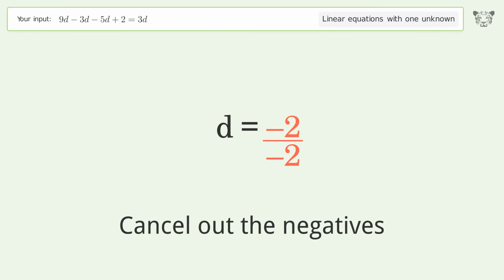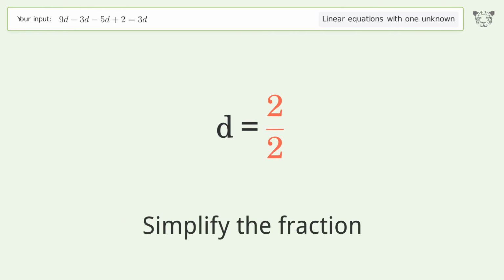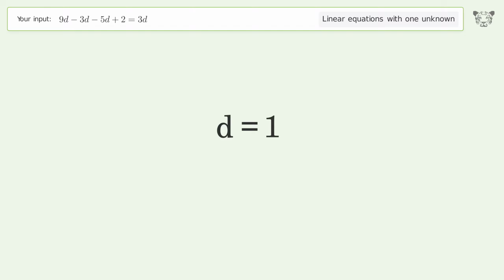Cancel out the negatives. Simplify the fraction. And so the final result is d equals 1.